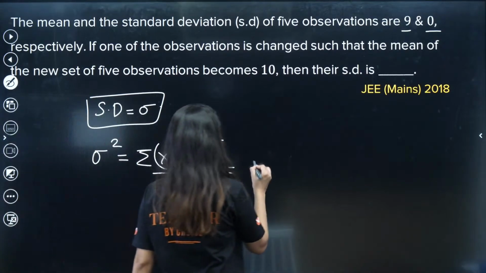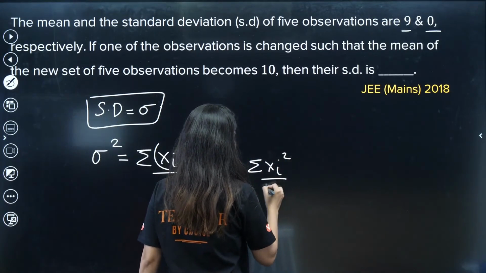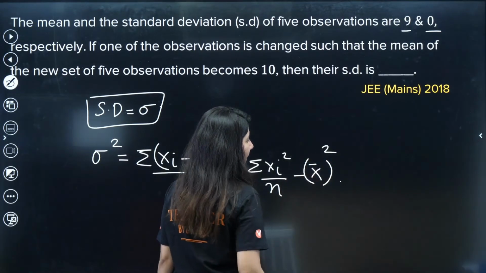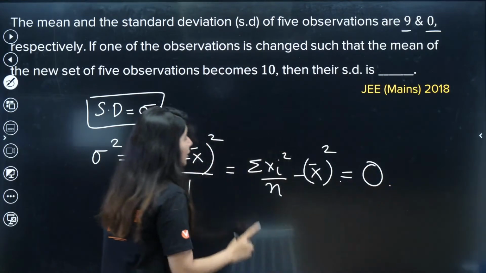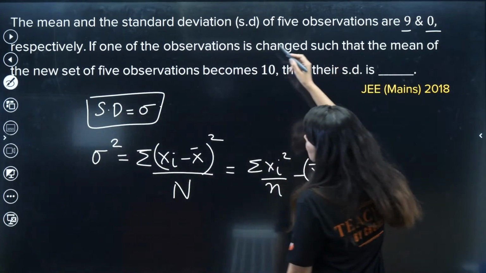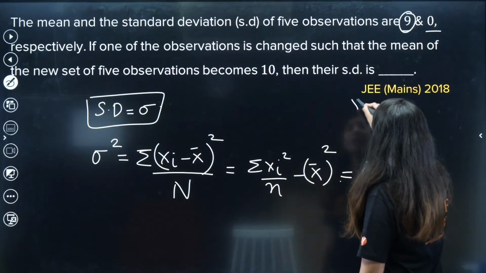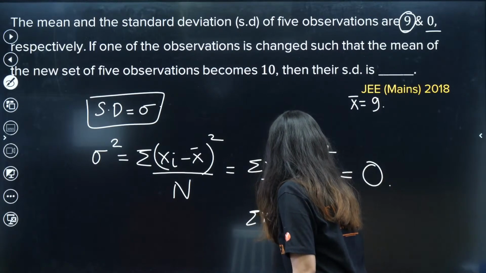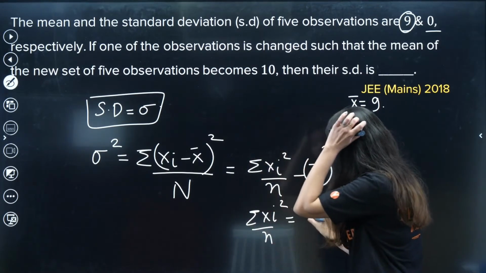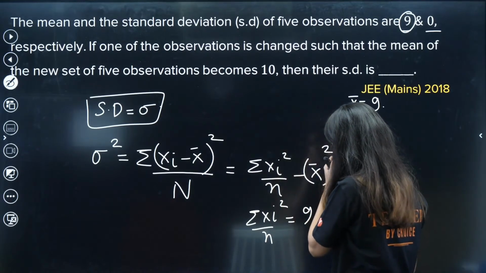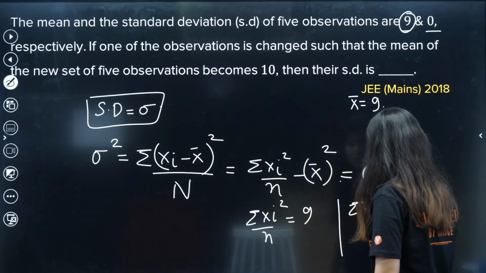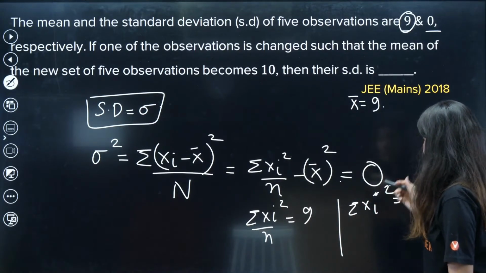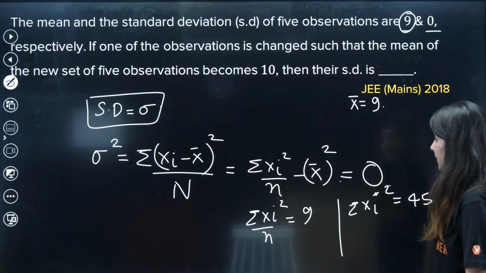Or we have another formula, sigma xi square by n minus x bar square. So this is coming out as 0. You know the value of mean, by the way. So mean is nothing but 9. So x bar value is 9. That means sigma xi square by n is nothing but 9. How many observations are there? 5 observations. So sigma xi square is nothing but 45.